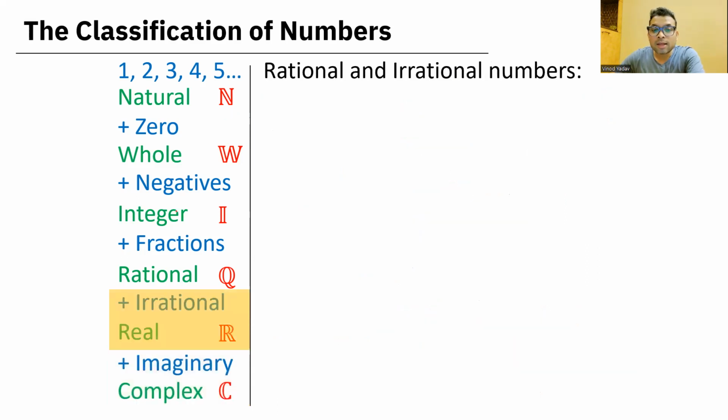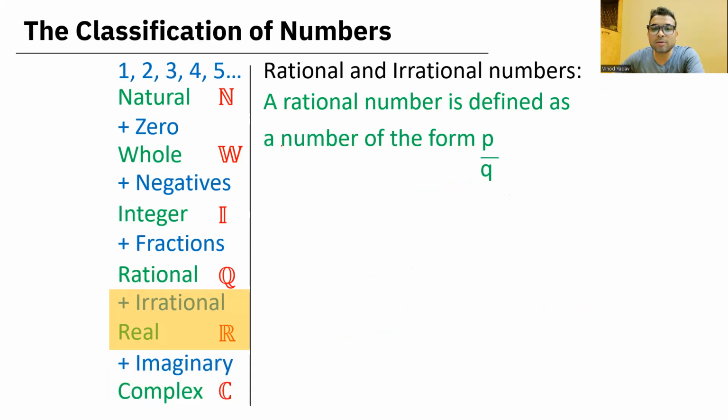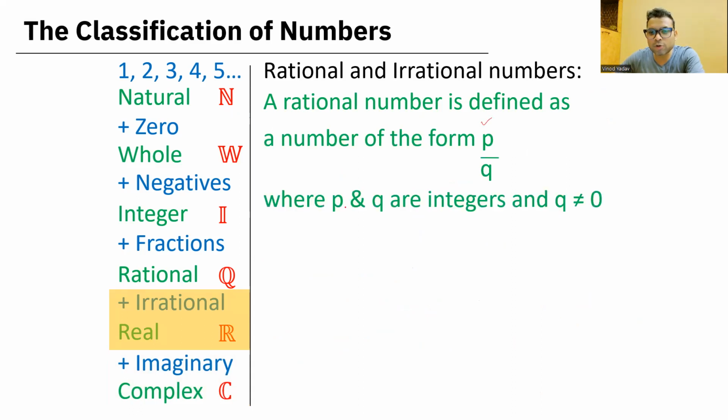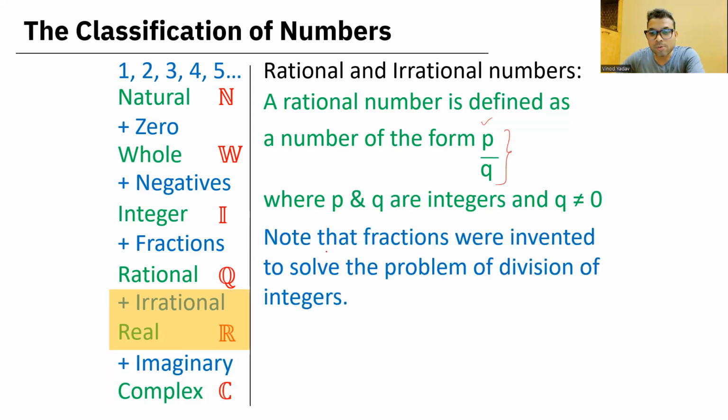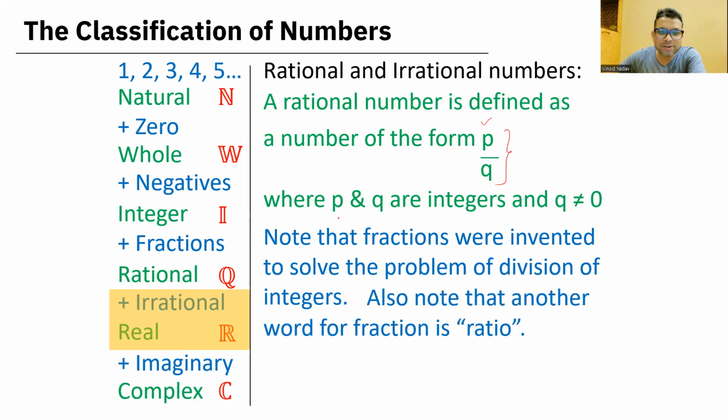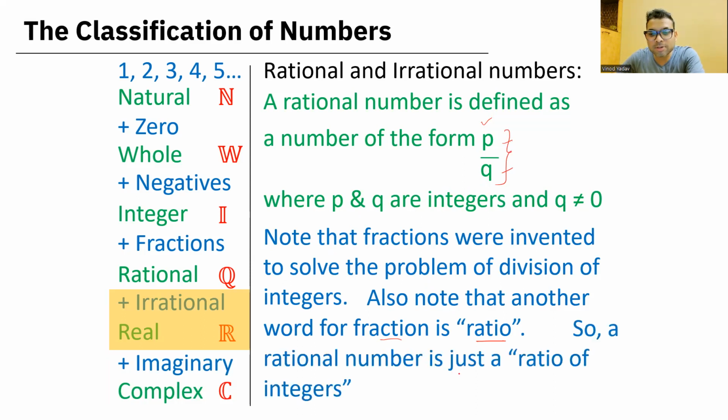Chalo. Next in the sequence is rational and irrational. So a rational number is defined as any number of the form p by q, as we discussed some time back. Of course, p and q are integers and q cannot be 0. So ultimately a ratio of two integers. Fractions were invented basically to solve the problem of division of integers. And another word for fraction is what? Ratio, right? So this is a ratio of p and q, or this is the fraction p by q. Both are one and the same thing. So a rational number is essentially a ratio of integers. That is what I said just now.